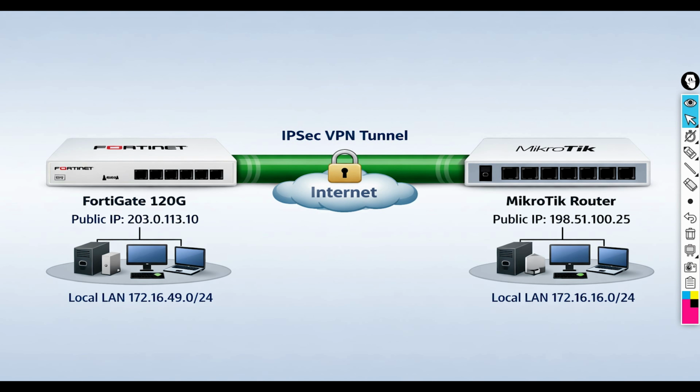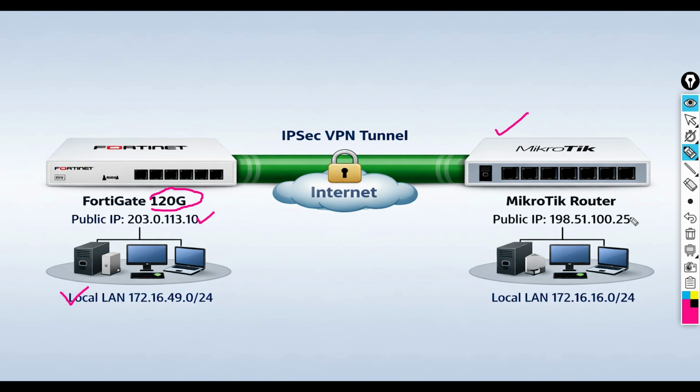Look, there is a FortiGate firewall 102Z and this is the public IP address for the FortiGate firewall. Behind the FortiGate firewall there is a local area, that means LAN, 172.16.49.0/24. And on our right side there is the MikroTik router.